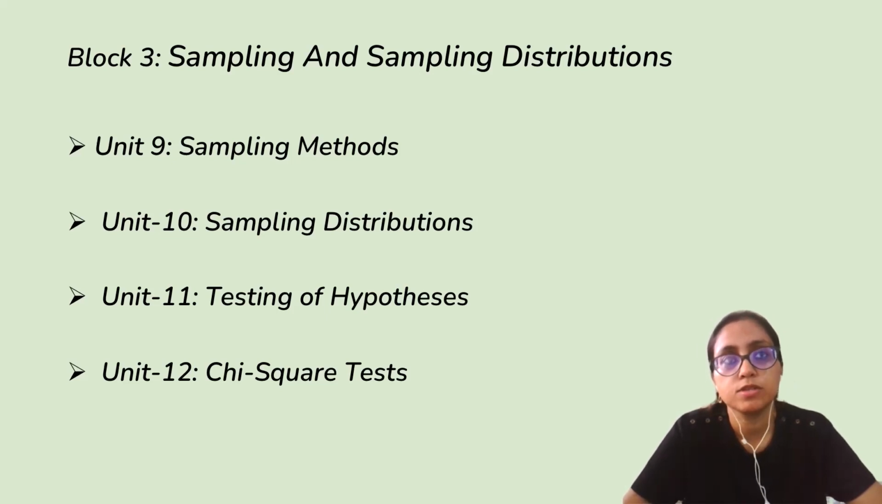So testing of hypothesis is basically, a hypothesis is a claim about a population. For example, the profit of a certain company is greater than 50%, or it is not greater than 50%. So whatever claim we make about the population, we go ahead and test it. This is the main idea of hypothesis testing, which we'll study in Unit 11.